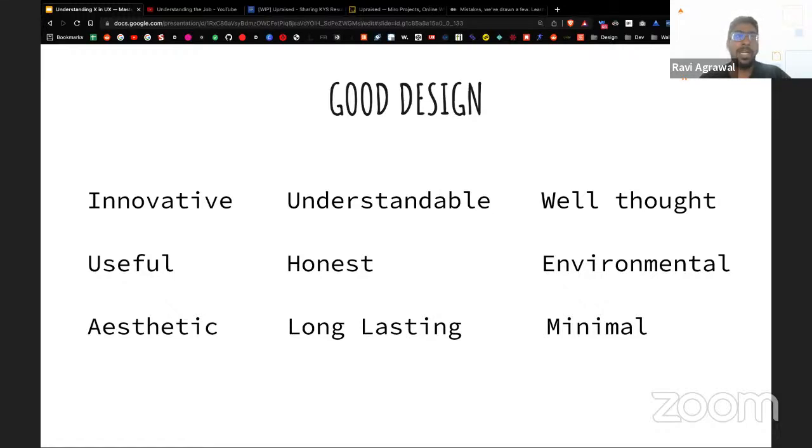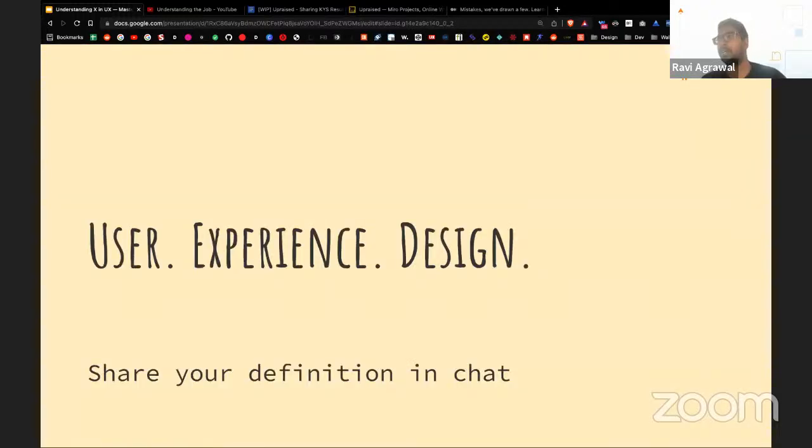Sarthak, to answer your question, if it is good design, it will most likely result in profitable design, because design is always at the service of the business, right? And we'll talk about this in a little bit.